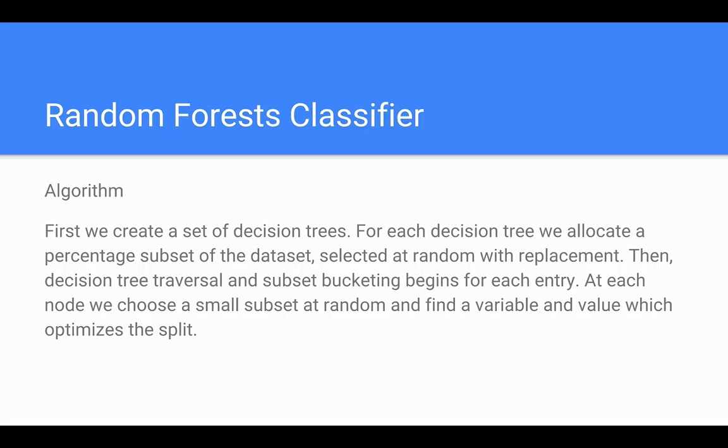The algorithm is essentially we create all the decision trees that are requested, and for each of them we allocate a random subset of the data set selected with replacement, so that each decision tree is trained with overlapping data. Then we begin traversing the tree, just like a regular decision tree. At each node, we look for a variable which will optimize the split, and we continue to train the tree.